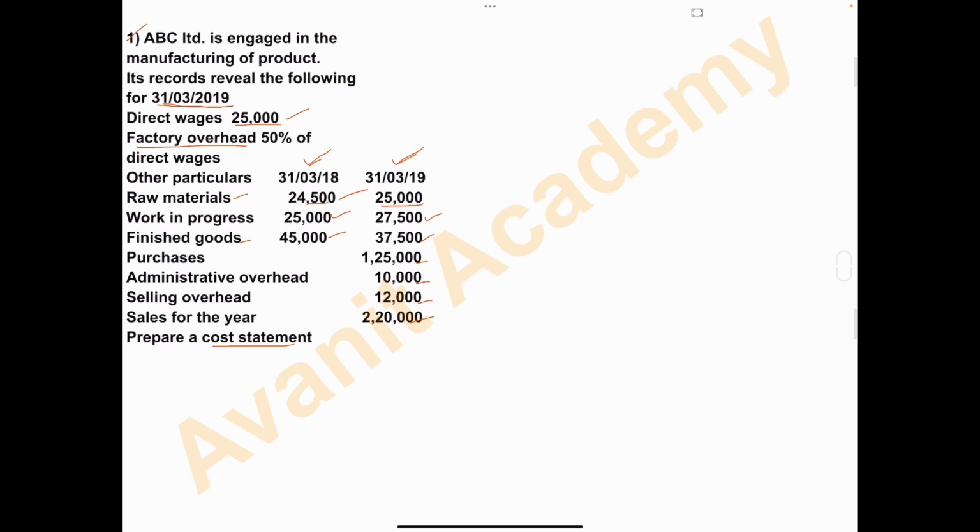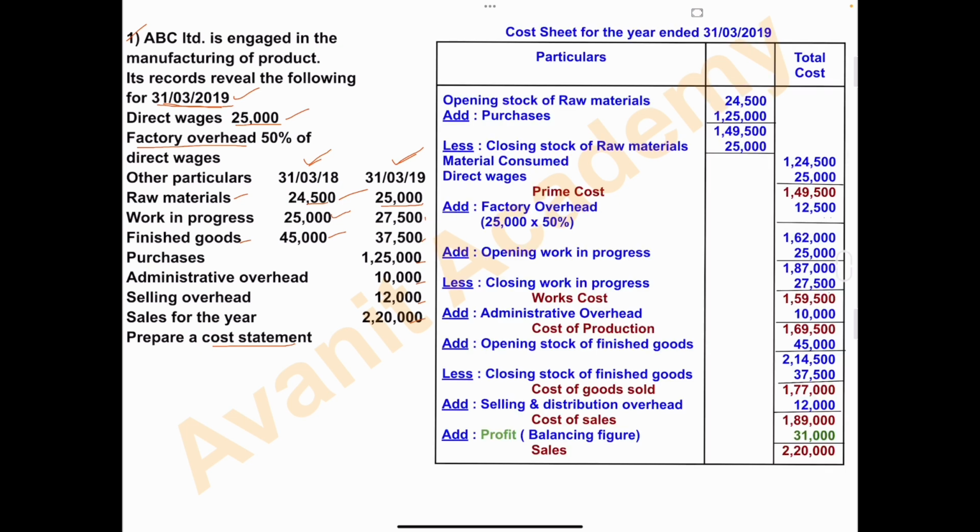By taking all this information, we have to prepare cost sheet for the year ended 31st March 2019. Let's start the solution. Here is the solution. Write the heading cost sheet for the year ended 31st March 2019 and the columns are particulars, one extra column for the calculation and the last is total cost.